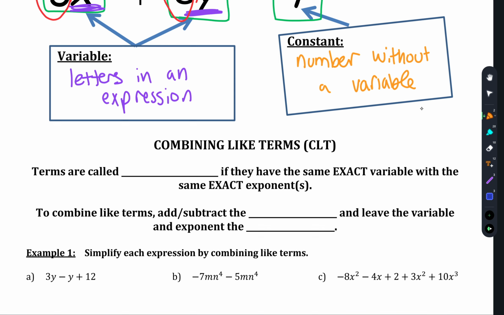So we've got simplifying expressions, kind of like what we did yesterday, except sometimes we have to do a step called combining like terms. What are like terms? Terms are called like terms if they have the same exact variable, meaning the same letter or letters. Sometimes it's more than one. And, this is the most important part, they have to have the same exact exponents.